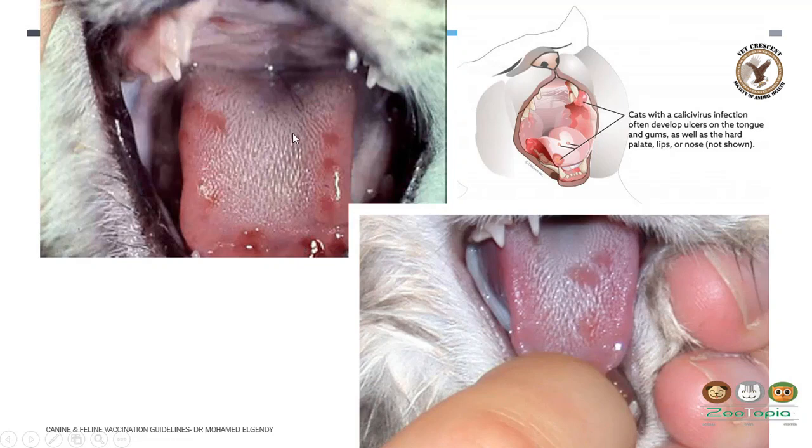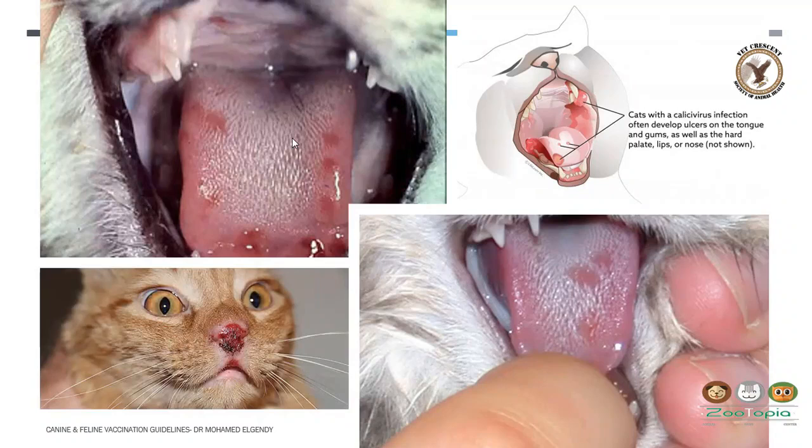Due to these ulcers, the animal decreases his will to eat because of pain, and even stops eating. And look at this one, the ulcer in the nostril.